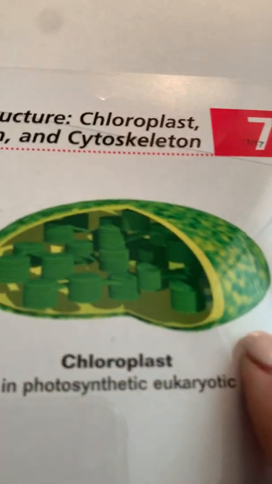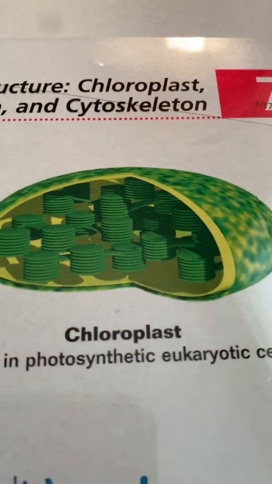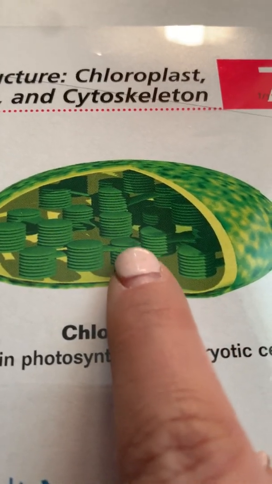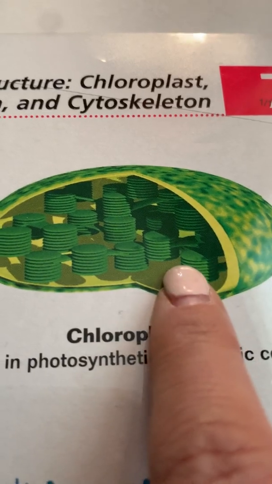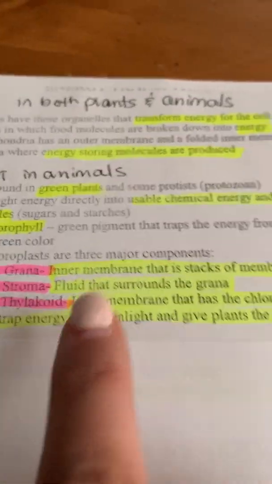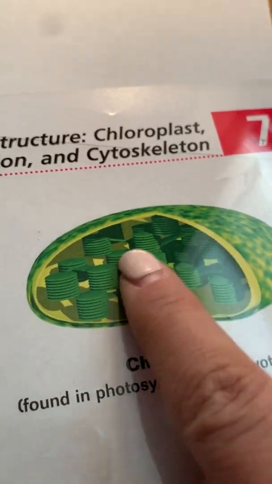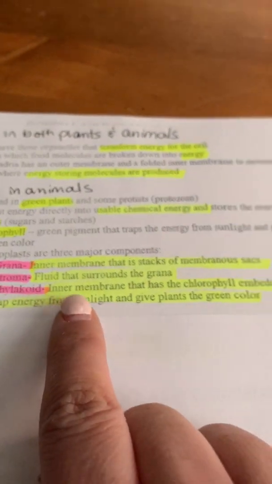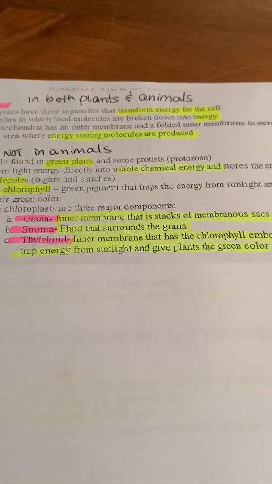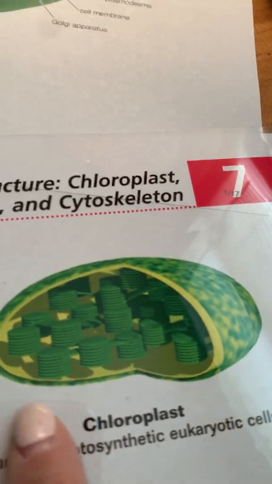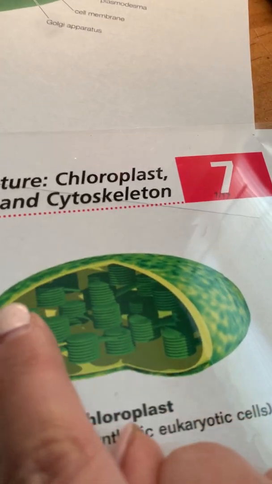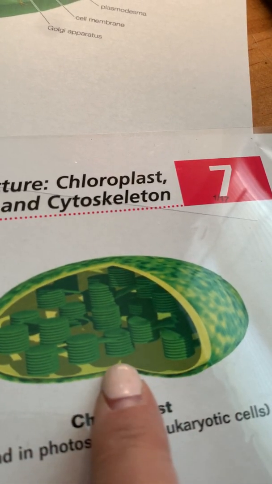So here's a chloroplast right here. These little things that look like coins, these are what are called grana, okay? And they are very important. The stroma is the fluid that surrounds the grana. So if I were to point to a space in between these, there will be fluid in here. And the fluid is what's called stroma. And then the thylakoid is the inner membrane that has the chlorophyll embedded in it and traps energy from sunlight and gives the plant the green color. So it is this right here that has the chlorophyll in it, and that is what is called the thylakoid.